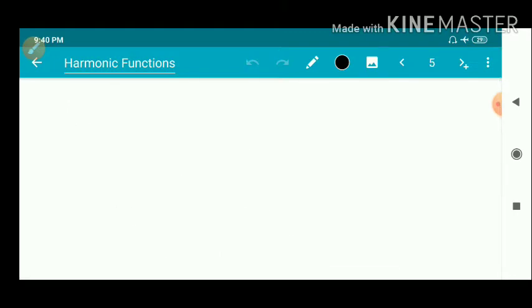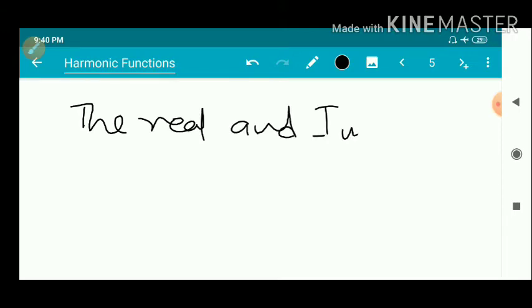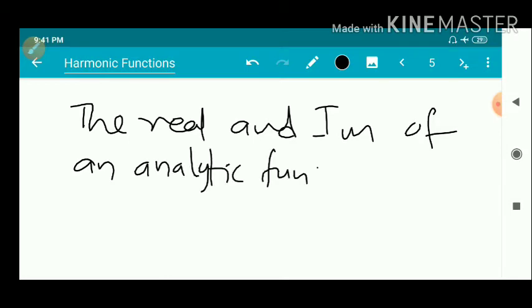related to this harmonic function, that is, the real and imaginary parts of an analytic function should be harmonic.